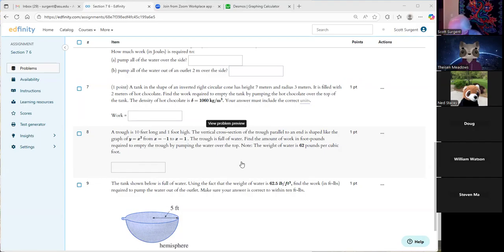So it's 10 feet long and 1 foot high. The vertical cross section of the trough parallel to the end is shaped like the graph y equals x squared between -1 and 1. The trough is full of water. Find the amount of work in foot pounds required to empty the trough by pumping the water over the top. Note the water is 62 pounds per cubic foot. That's a lot.